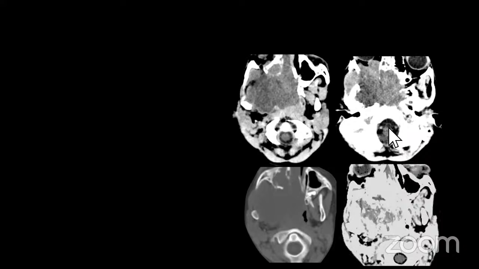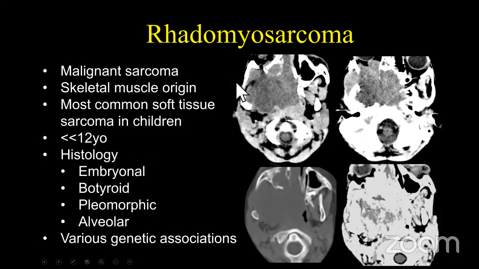So the way that you can make the diagnosis in this case is just knowing that it's a child. We have a large mass right here that's involved in the skull base. We can see that it's densely enhancing, and this just happens to be a rhabdomyosarcoma. This could be a variety of different pathologies, especially in an adult. But remember, rhabdomyosarcoma is the most common soft tissue sarcoma in children.